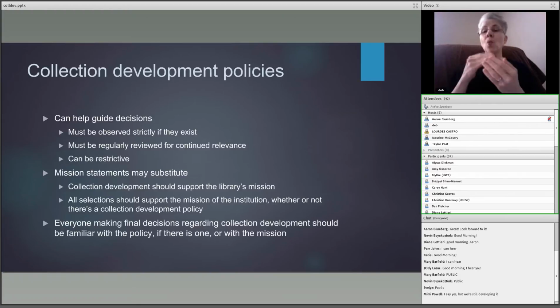So all of this, whether or not it's written, knowing what those institutional policies and institutional philosophies are is very important in collection development. And everyone making final decisions regarding collection development should be familiar with all of these policies, with all of these documents, with all of these philosophies, whether or not they're written. At Hillsdale, we try to make sure that the institution's mission is understood by every employee. And in the library, we try to carry that through with the library's mission as well, so that we all know what we're about, what our goals are.